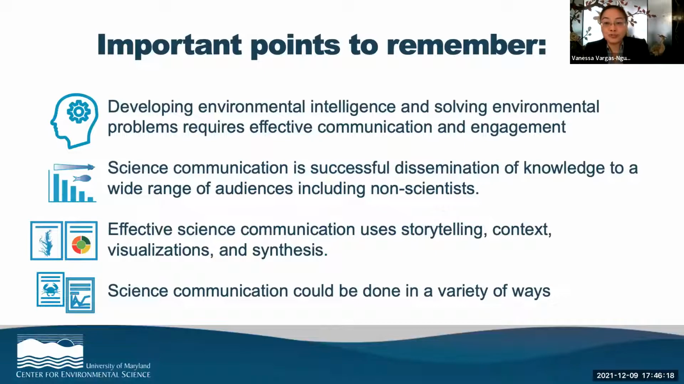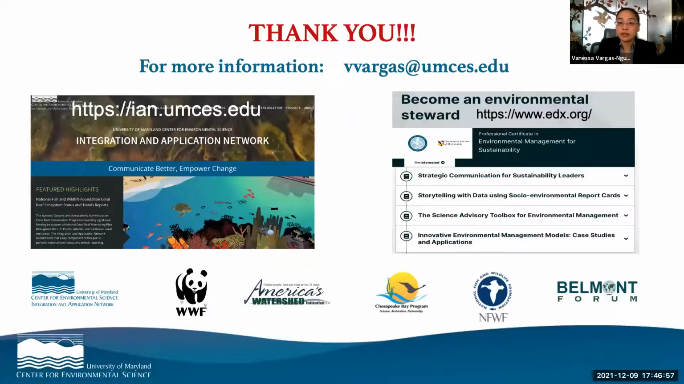So just to summarize some of the important points to remember: developing environmental intelligence and solving environmental problems requires effective communication and engagement. Second, science communication is defined as the successful dissemination of knowledge to a wide range of audiences, including non-scientists or non-experts. Effective science communication uses storytelling, context, visualizations, and synthesis or integration. And finally, science communication can be done in a variety of ways. So with that, I will end my presentation.